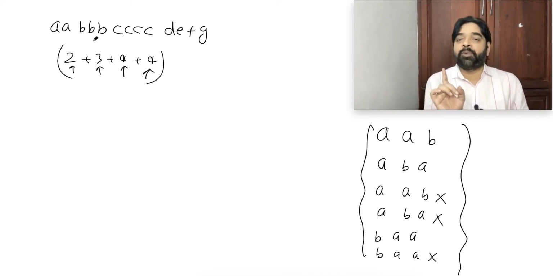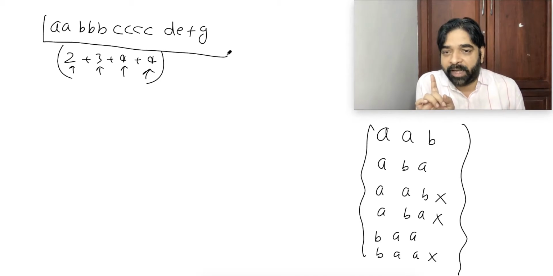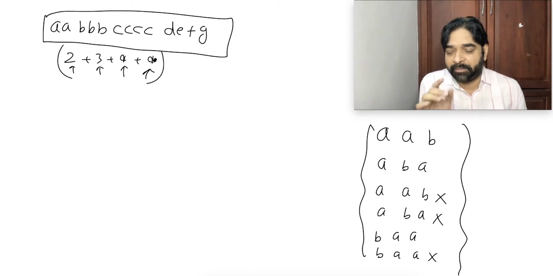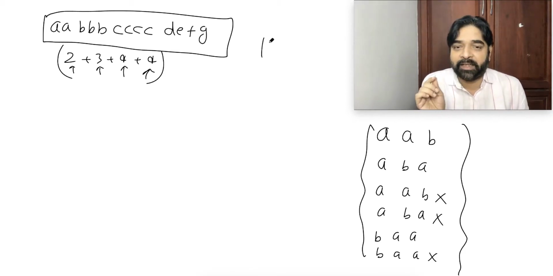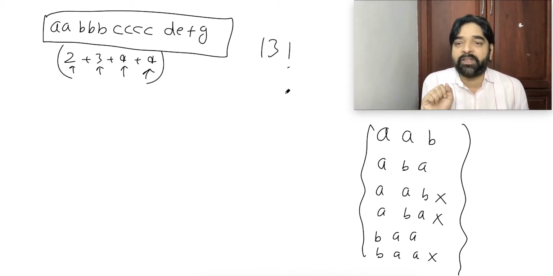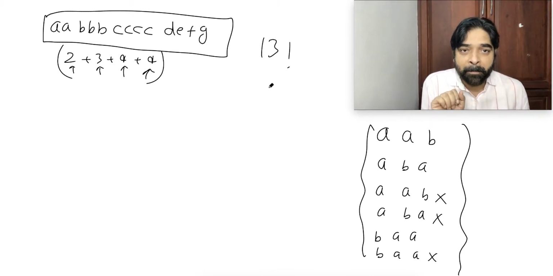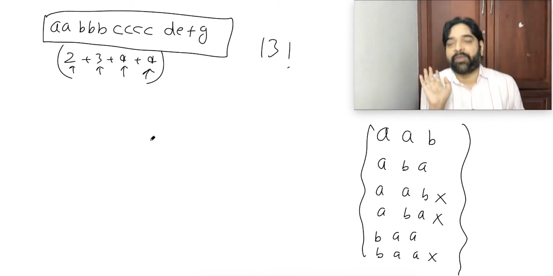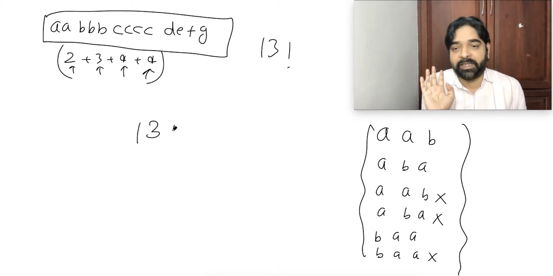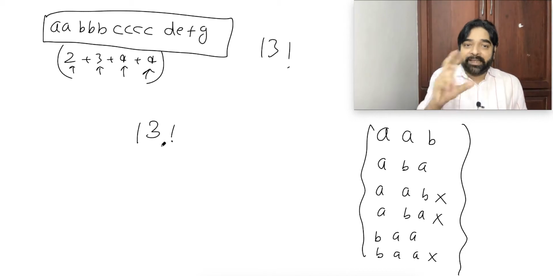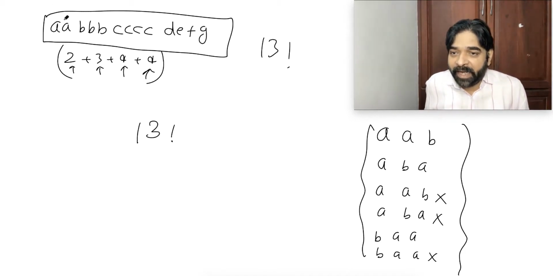Think, I have to arrange all these objects, taking all at a time. Can I say the answer will be 2 plus 3, 4, 5, 4, 9 plus 4, 13? Can I say 13 factorial? No. I can say 13 factorial only when all are different objects. If I am assuming all are different, then 100% 13 factorial will be the answer. In this answer, that case is also included when A and A interchange.